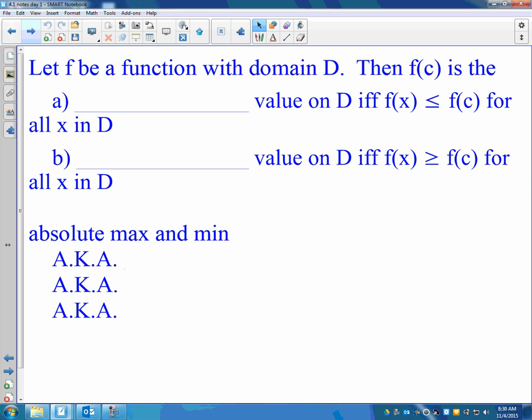Let f be a function with domain D, then f of c is the, what do you think it is, if the value on the domain, if and only if f of x is less than f of c for all x in D? Does that just seem like a foreign language to you? Yes.